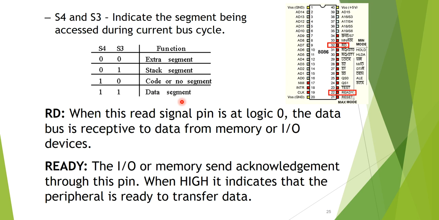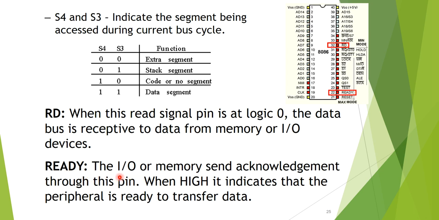So by S4 and S3 it is indicated which segment the microprocessor is currently accessing. Then we have the RD bar signal. This RD signal, again, is an active low signal. So when it is at logic 0, that means the microprocessor is receiving data from the memory or the input output device. Then we have the ready signal.